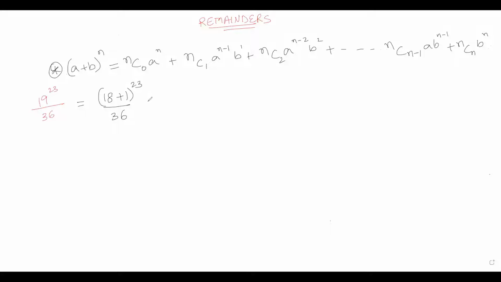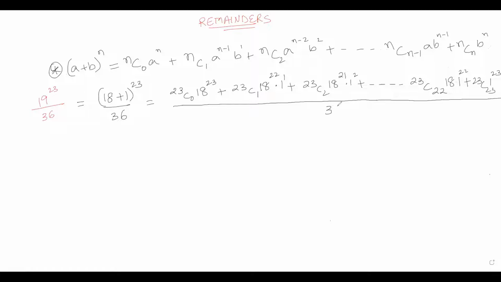So if we expand, this would be 23C0 18 raised to power 23 plus 23C1 18 raised to power 22 into 1 raised to power 1 plus and so on plus 23C23 1 raised to power 23, and this is divided by 36. Now if we look closely, we know 36 is 2 times 18, and all the terms except the last term and the second last term would be containing a multiple of 36.